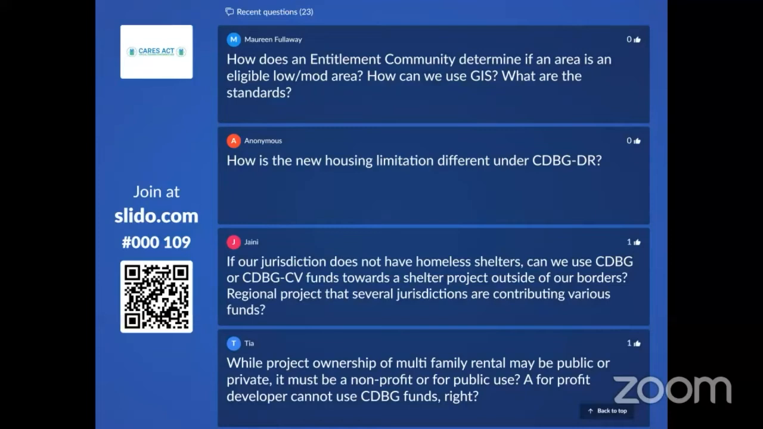Areas eligible low mod. You can use GIS. I don't know how to use it, so I can't advise you on that, but you have census maps and other software that you can use to determine the service area for an activity to ensure that it meets the low and moderate income area benefit national objective.